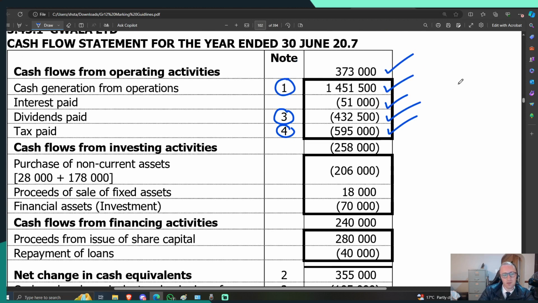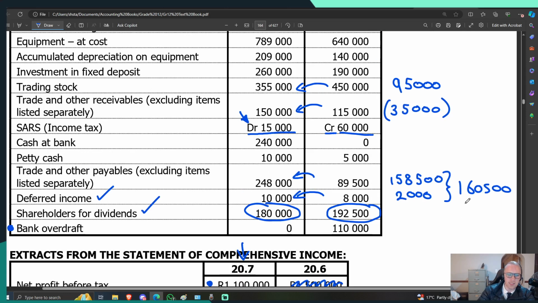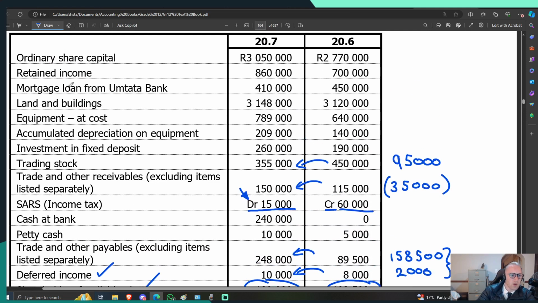All right, the long one is done. Let's do the quick ones. Cash flows from investing activities shows the cash flows that come from buying and selling fixed assets, including fixed deposits that mature. Let's start with the fixed deposits. That's the easy one. Our investment in fixed deposit went from 190,000 to 260,000, which means we increased our fixed deposit by 70,000.